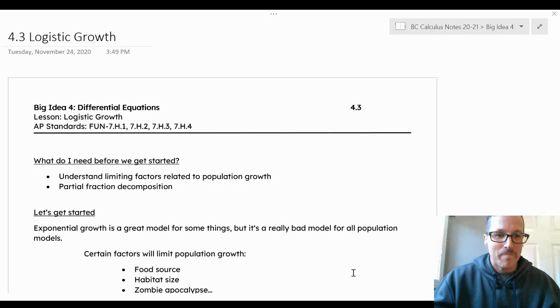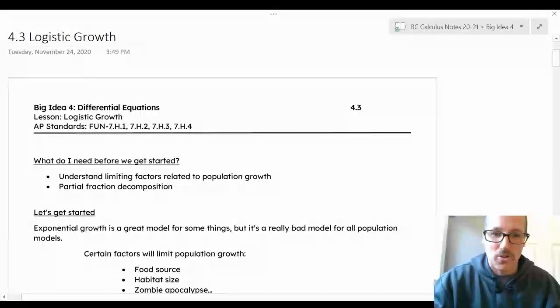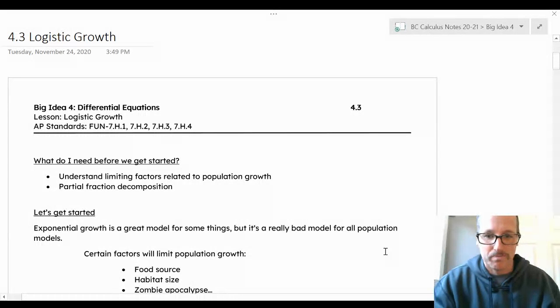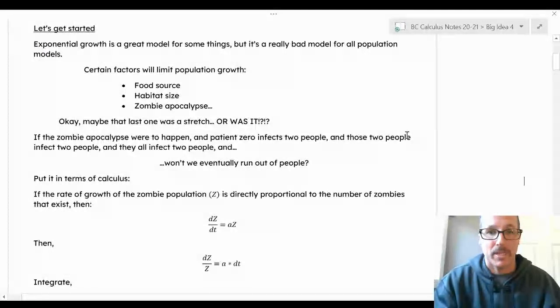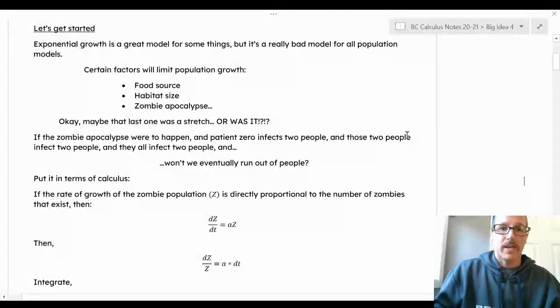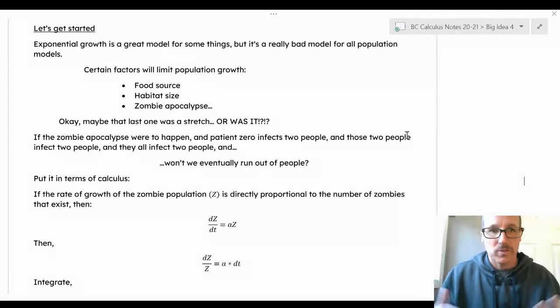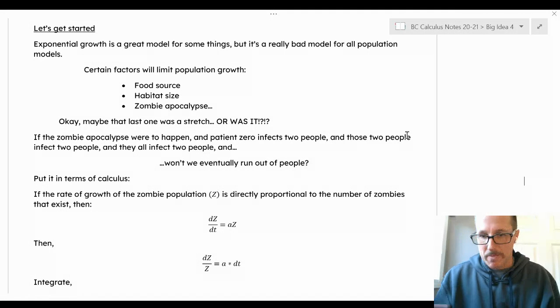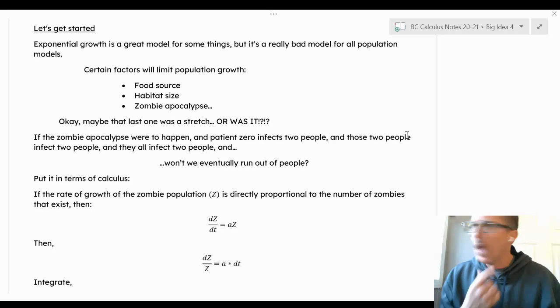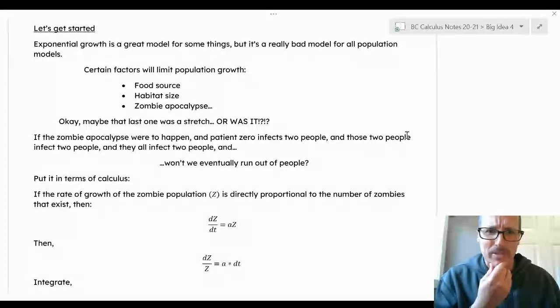If you haven't been paying attention in science class, then join me. Okay, here we go. So exponential growth is a great model, but it's a bad model for population growth. All right, so things that could limit a population size would be food source, how much space there is to live, or if a zombie apocalypse were to happen. What? Huh? Zombie apocalypse? What?